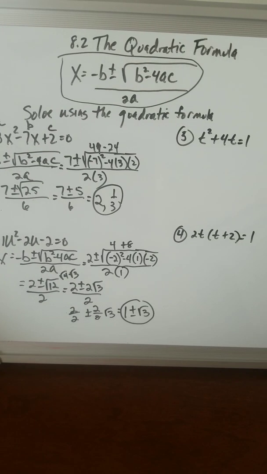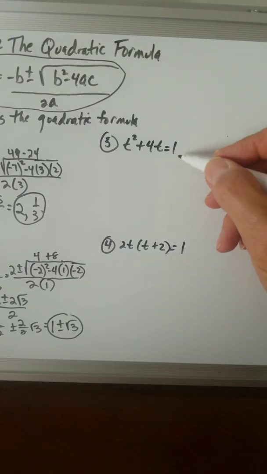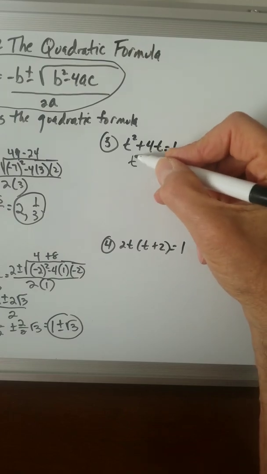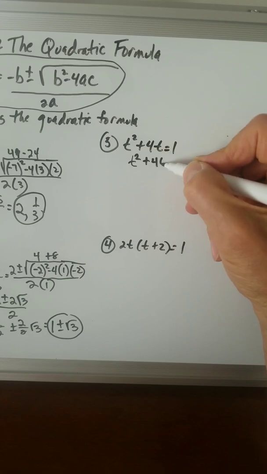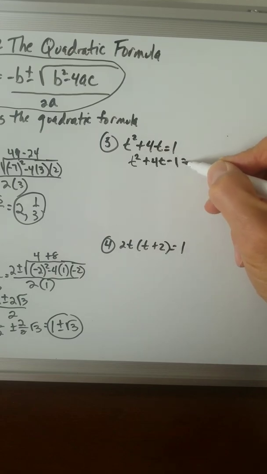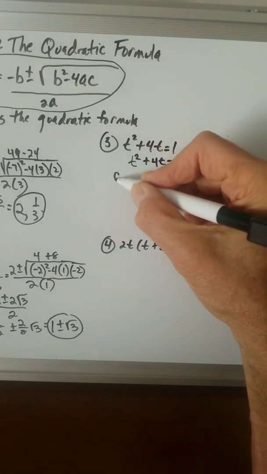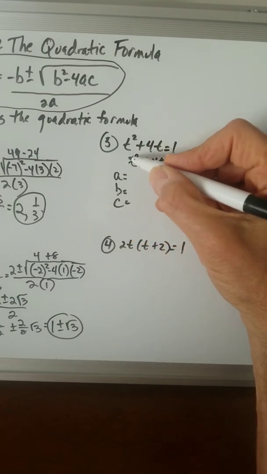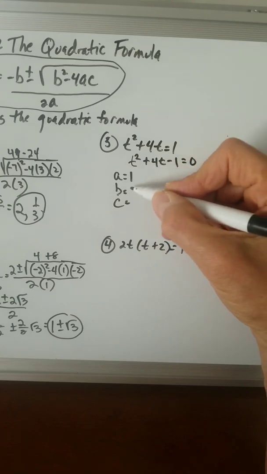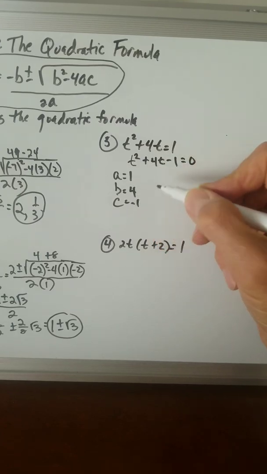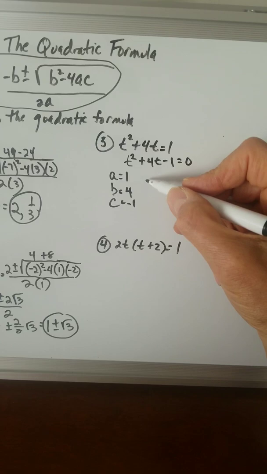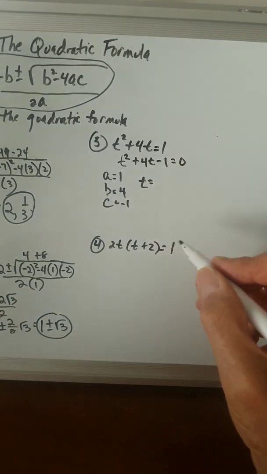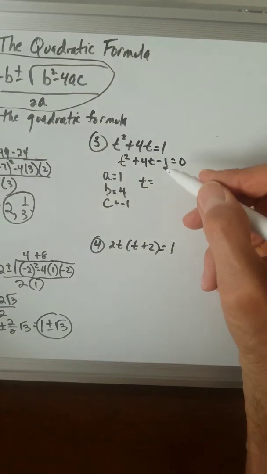Okay, next one. Moving over. If it's not equal to 0, move it over and change the sign. Tell me what A, B, and C are. So A is an invisible 1, B is a 4, C is a negative 1. So you're going to write T equals, not X equals. Now, I'm not going to recopy the formula. We're just going to be using it now.